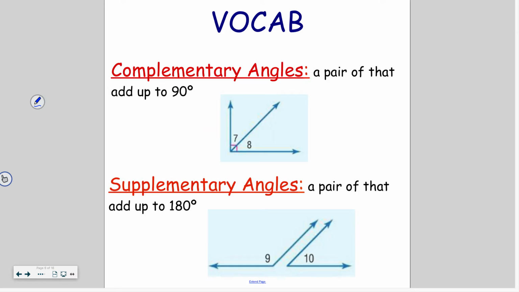Couple other terms that we have, complementary angles. Those add up to 90 degrees. They can be adjacent where they are touching, or they can be separated. As long as they add up to 90 degrees, they're complementary. Same kind of idea happens with supplementary, but those add up to 180 degrees. Again, they can be separated, or we could push those together and have them be adjacent as long as they add up to 180 degrees.